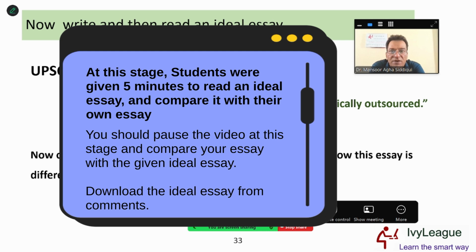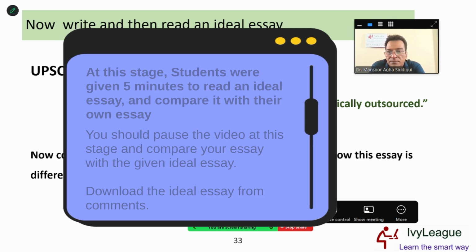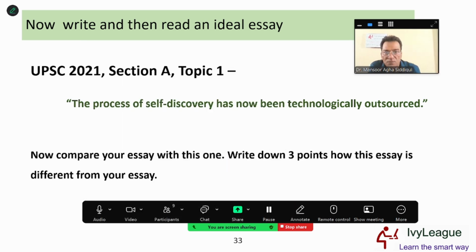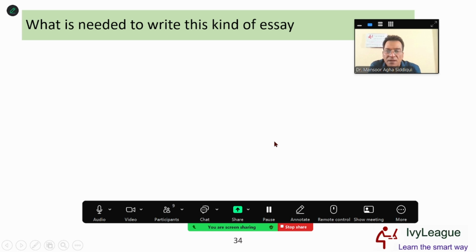This essay has been written by one of my students in the middle of the program. It still has two problems. So don't get impressed by the essay. There are two things which have not been covered properly. Are we ready? I'll show you some broad points which are required to write this kind of an essay.